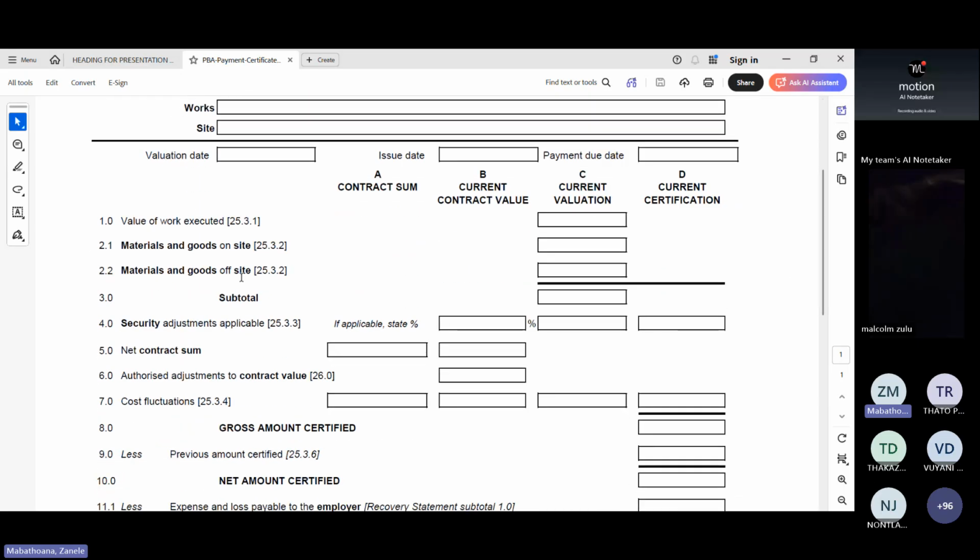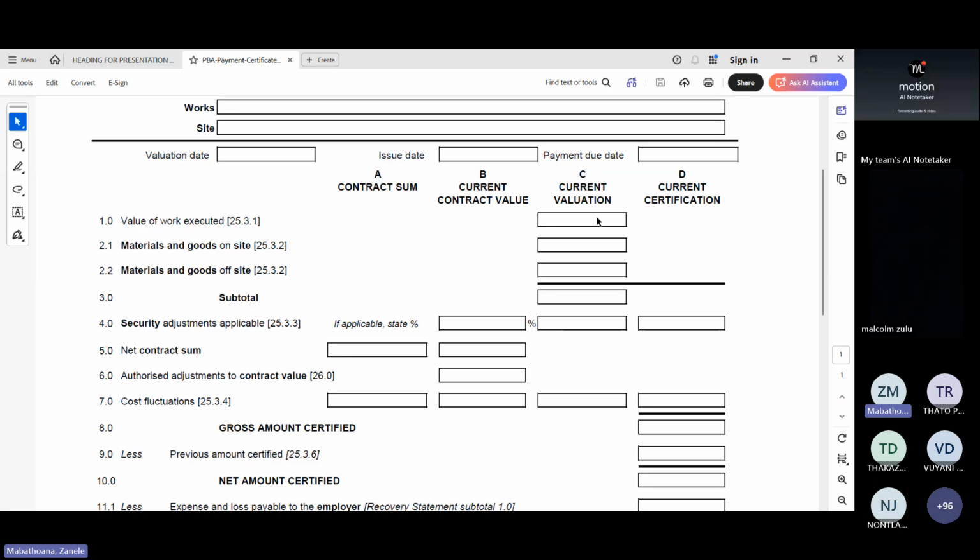So you have those dates. So you say value of work executed. This takes you back to clause 25.3.1 on the JBCC document, so you can go to that subclause. All the work that has been done up to this point, this is why I'm saying cumulative, from when he started on site up to when you do the valuation.